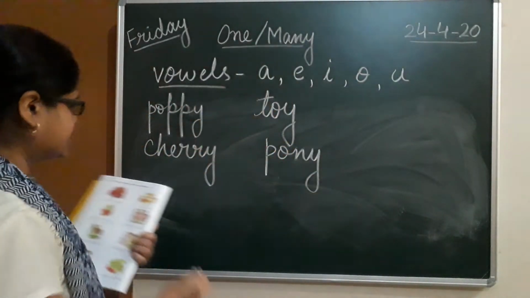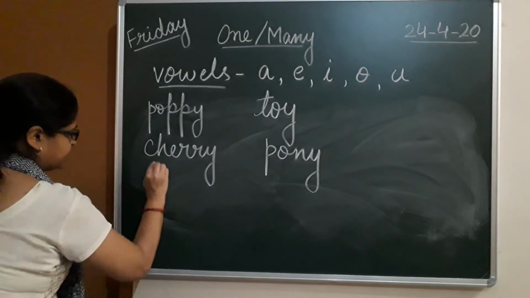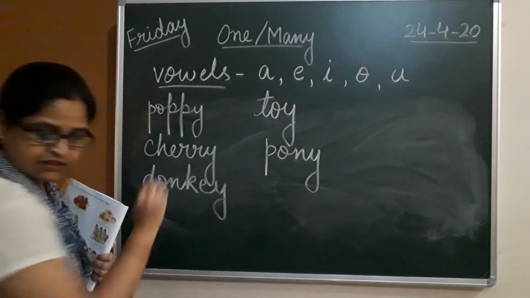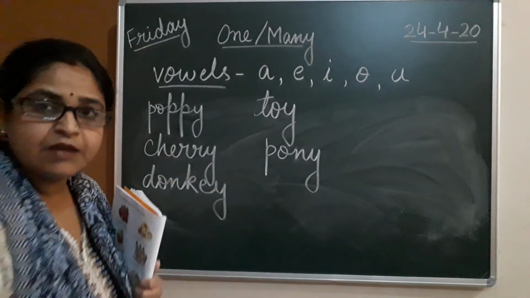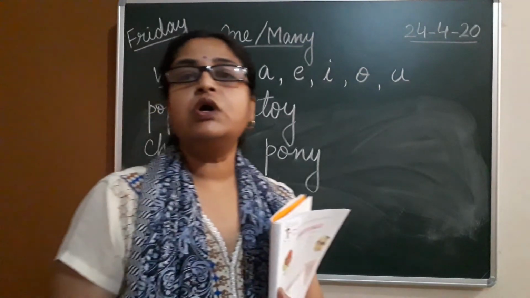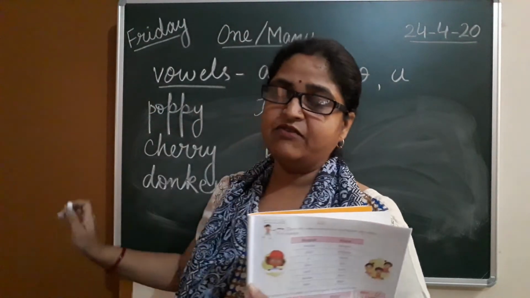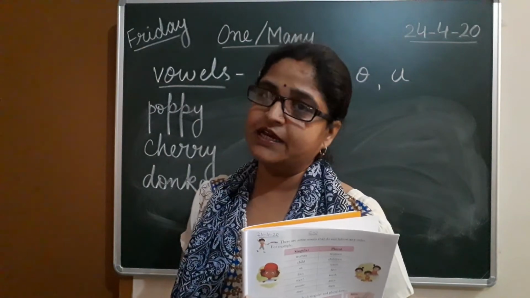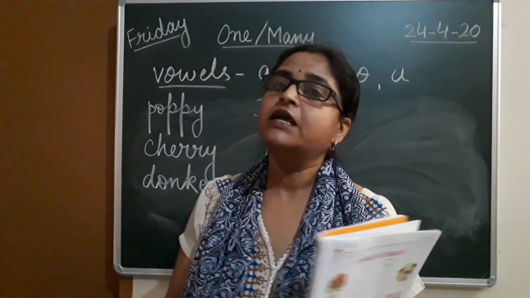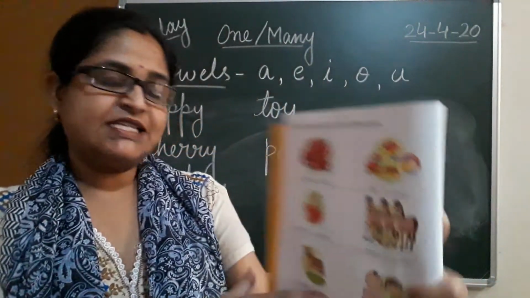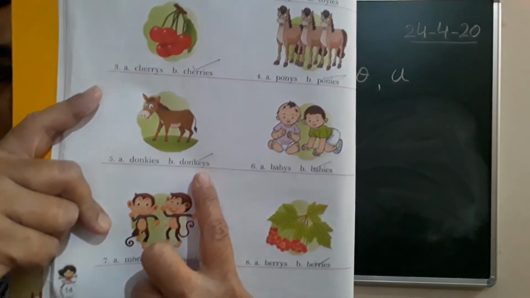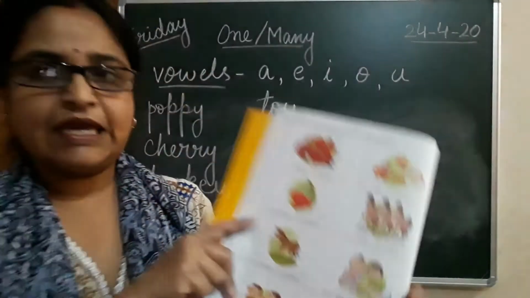Then the next word is donkey. Children, in the word donkey, again the word is ending with Y, but before Y there is a vowel. So here again you will put just S to it to make it plural. So the second option is the correct one. As you can see over here, you will put a tick on the second one.